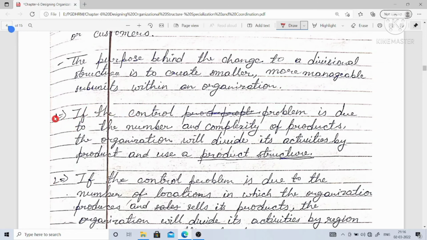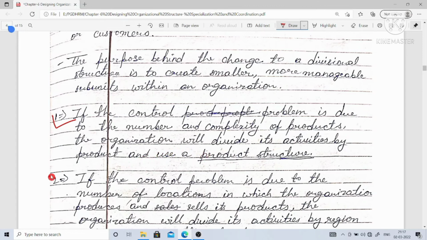The first: if the control problem is due to the number and complexity of products, the organization will divide its activities by product and use a product structure. So whatever control problem there is in the organization due to the number and complexity of products, the organization will use product structure, and in product structure the organization will divide its activities according to different products.